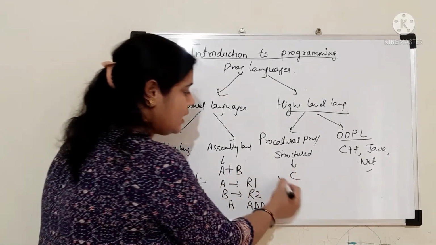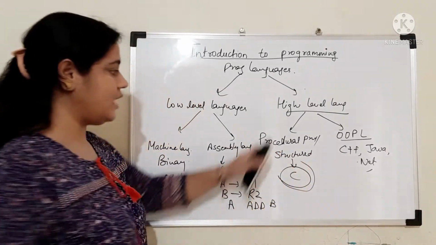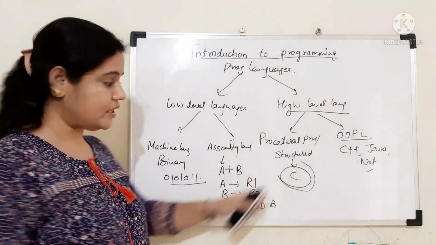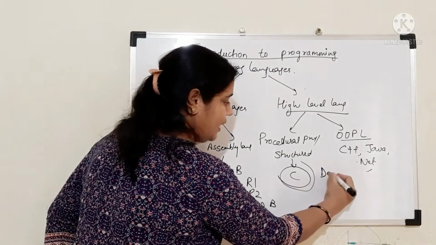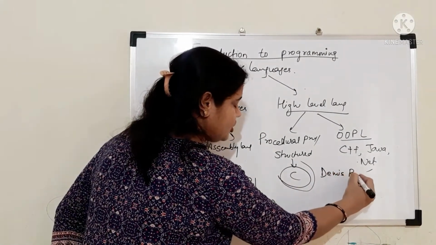C is the first high level language, a procedural programming language, that was developed by Dennis Ritchie.